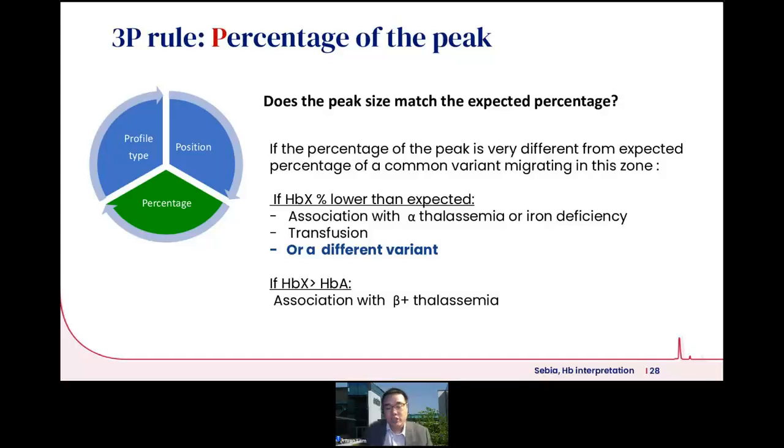So the last consideration in the 3P rule would be the percentage of the peak. All right, if the variant percentage is lower than expected, it's important for you to consider that maybe the condition is associated with alpha thalassemia or iron deficiency. Or it could potentially be an underlying transfusion that is missed out, right? Or it could be a different variant. All right. So if the hemoglobin variant, the beta variant, is greater than hemoglobin A, it's important for you to consider that it's possibly a beta thalassemia that's underlying as well.